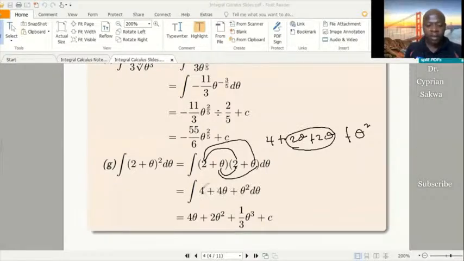Now integrating this, a constant with respect to theta, you get 4 theta plus, add 1 to this power. There's a 1 here, so you add 1, that becomes 2, and then divide by 2.